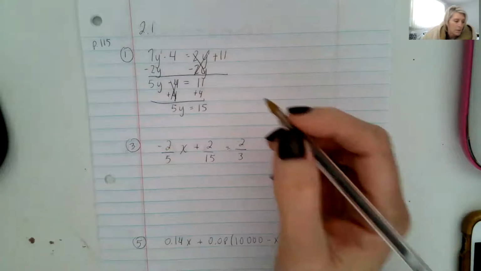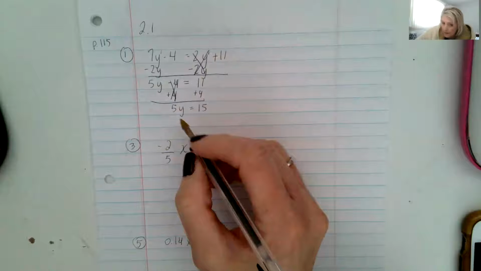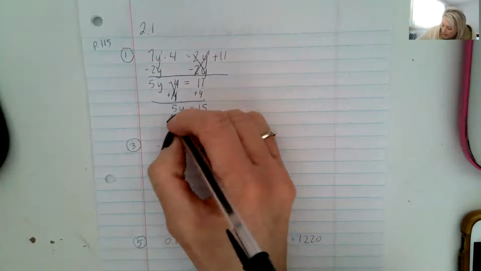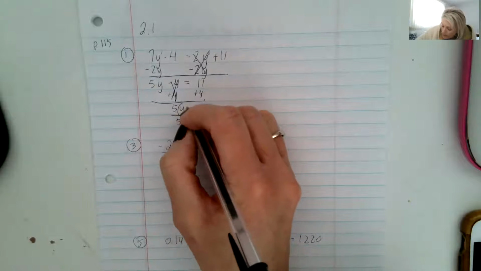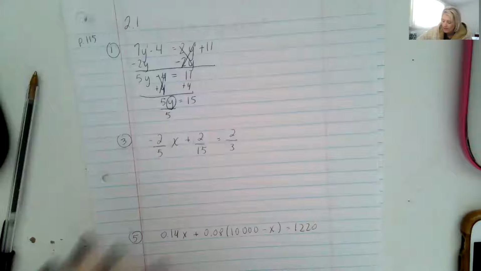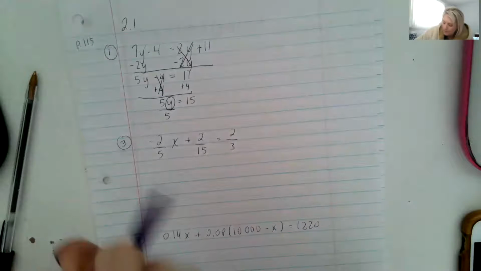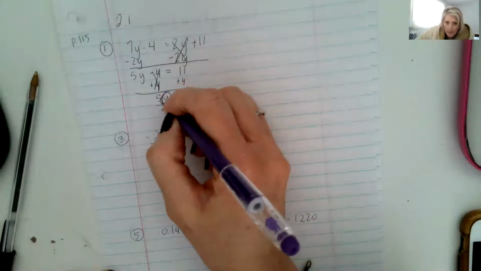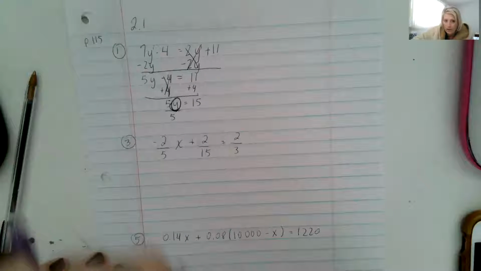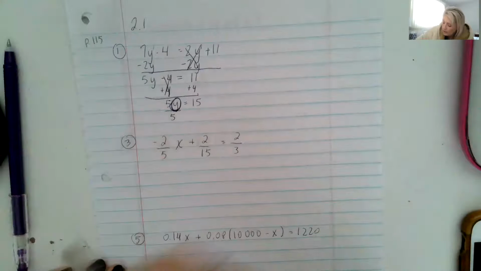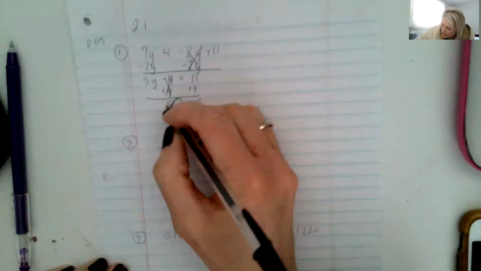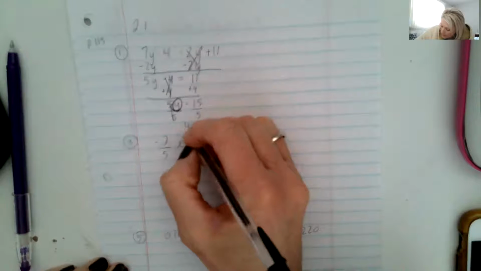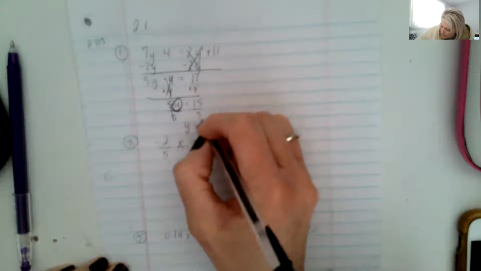Then I'm going to use my multiplication property that says because I'm multiplying here, I can divide by 5 because I want to solve for y. So I try to make it a practice of circling the variable that I want to solve for. So if I divide both sides by 5, I get a 1. And so y equals 15 divided by 5 is 3.